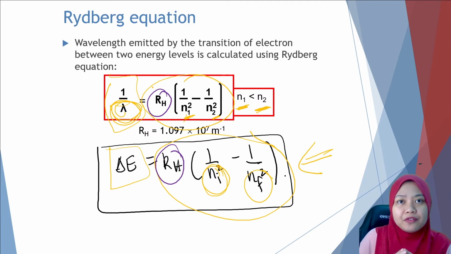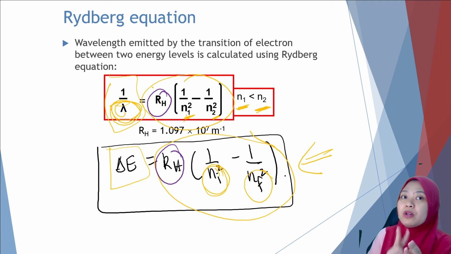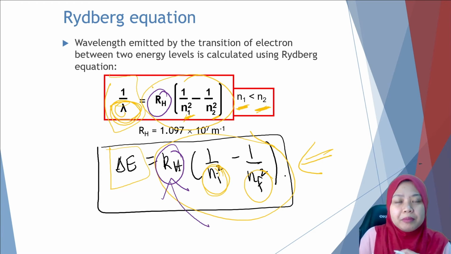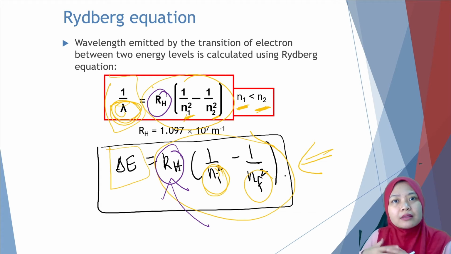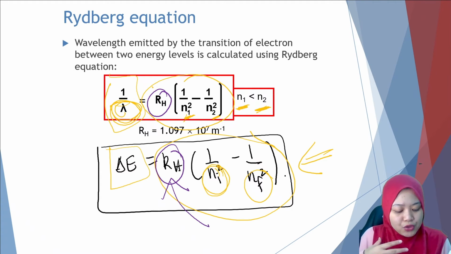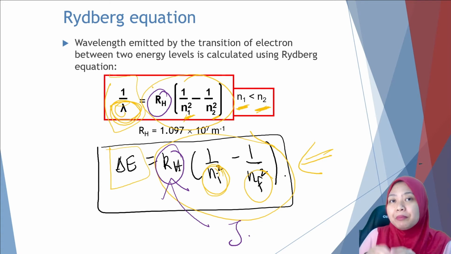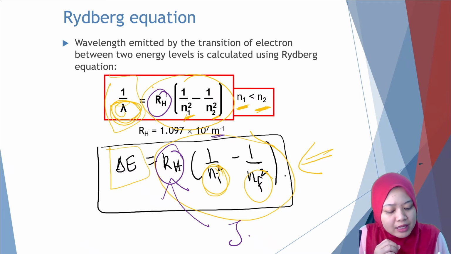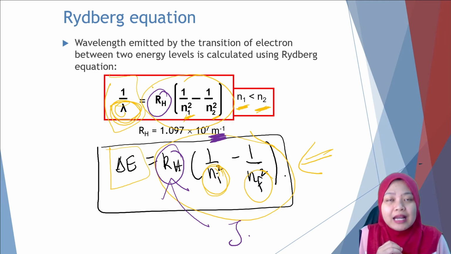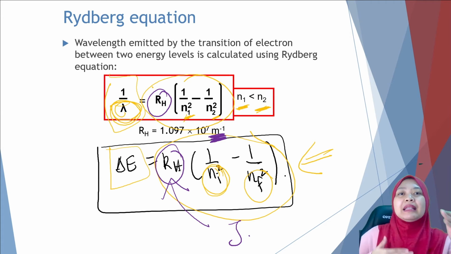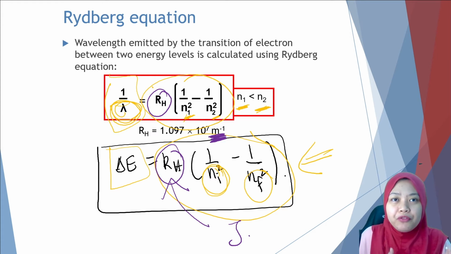I did mention in the first video, there are two values of Rydberg constant. So please refer to the list of constant values that I gave you. The Rydberg constant used in the delta E formula has unit joule. But for the Rydberg equation, the value of Rydberg constant that you use must have unit meter. You don't need to memorize the value. You just need to be able to choose the value of Rydberg constant based on the list of constant values.